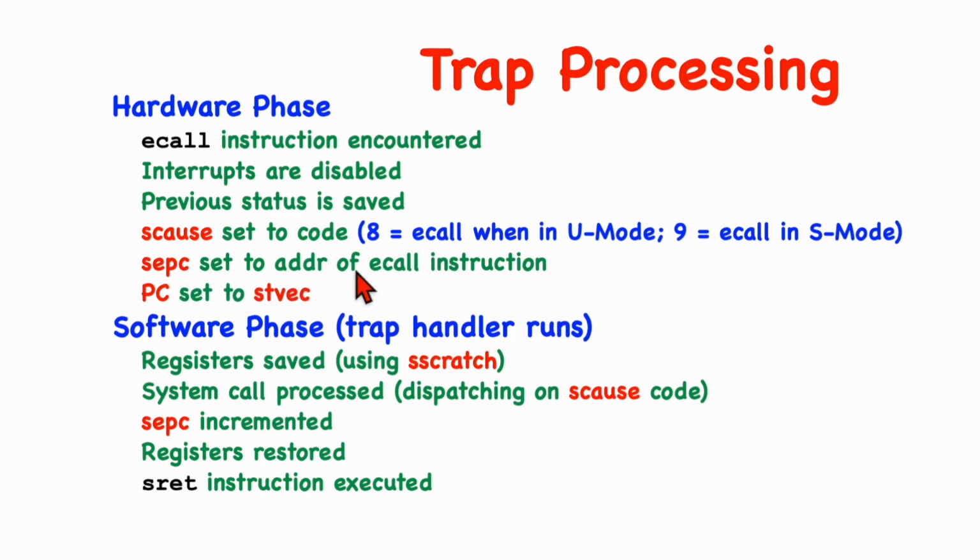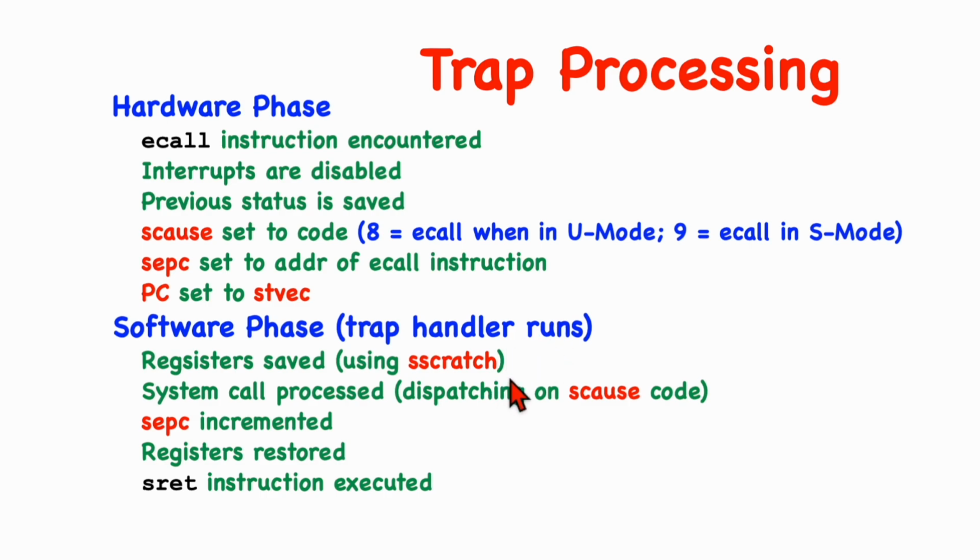The hardware will also set the EPC register to the address of the eCall instruction, so it's effectively saving the previous value of the program counter, and then it sets the program counter to whatever's in the STVEC. Presumably the STVEC register was initialized by the kernel earlier to contain the address of the trap handler routine. And so then it begins executing code at the trap handler's first instruction.